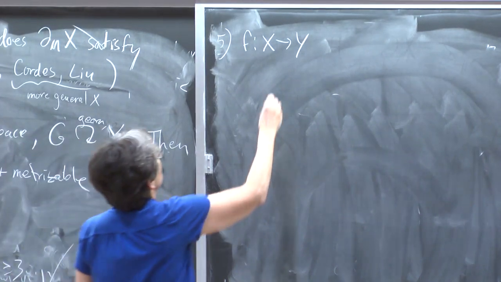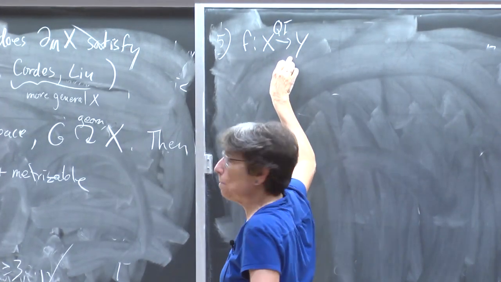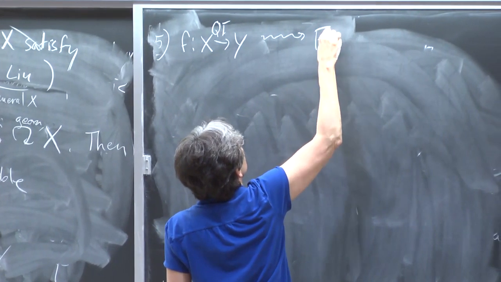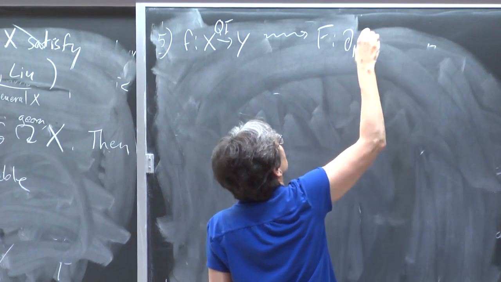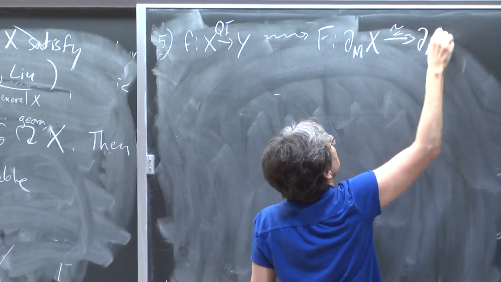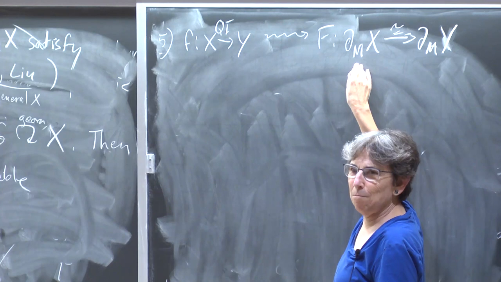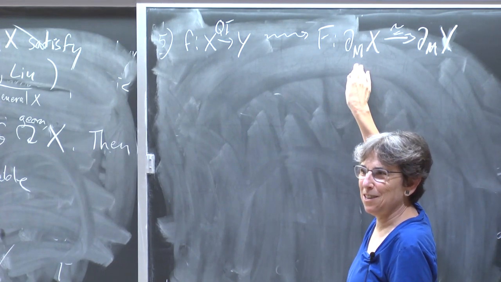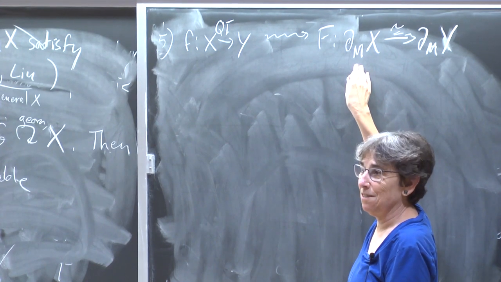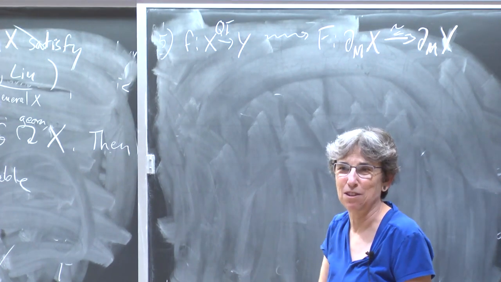Given a quasi-isometry between any two proper geodesic metric spaces, on the one hand, we get an induced map, which is a homeomorphism. And by the way, this is true even, stupidly, if these are empty. Being empty is a quasi-isometry invariant. If you have two spaces that are quasi-isometric and one of them has an empty Morse boundary, then the other one has an empty Morse boundary. So even that is a quasi-isometry invariant.